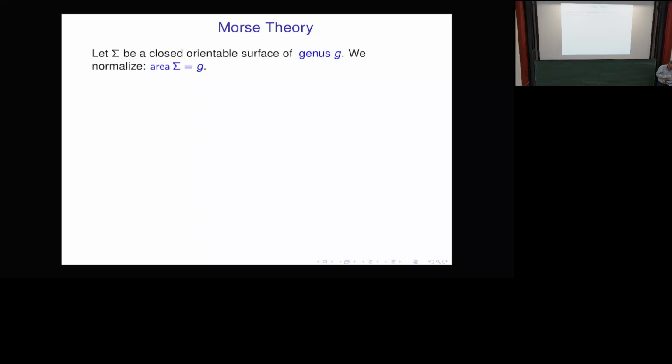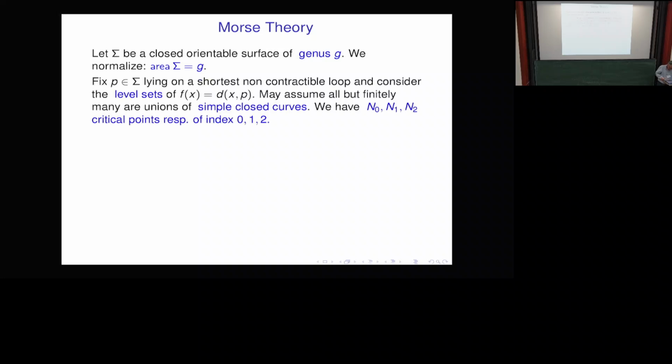So we have a closed orientable surface of genus G. We normalize the area to be G. And now I said I'm going to take a base point. So why not? I'm going to take a base point to lie on the shortest non-contractible loop, something that has length equal to the systole, and I'm going to look at the level sets of this distance function.